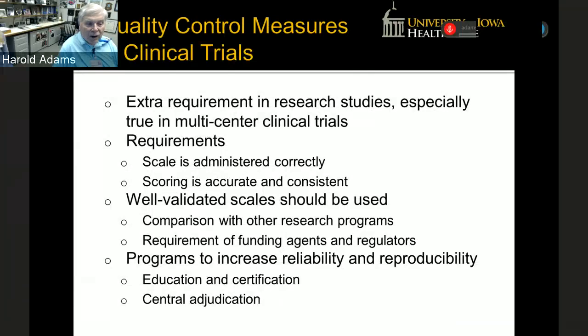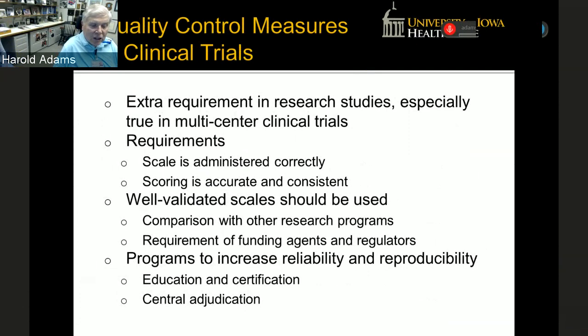In clinical trials, there's an extra requirement, which is especially true for multi-center clinical trials. We need to know that the scale is administered correctly around all the centers. We need to know that the scoring is accurate and consistent around all the centers. In short, a well-validated scale will need to be used.